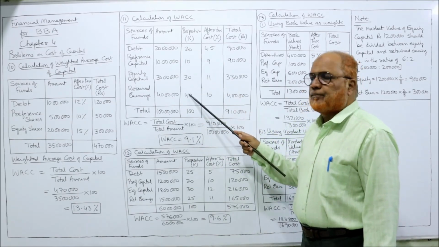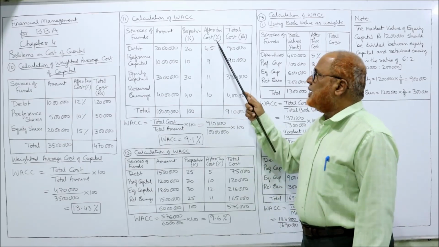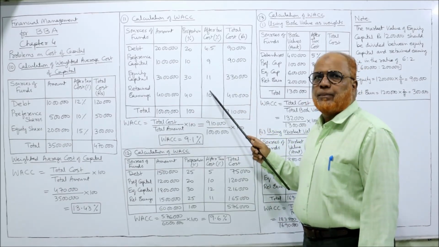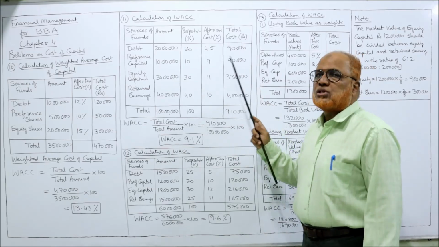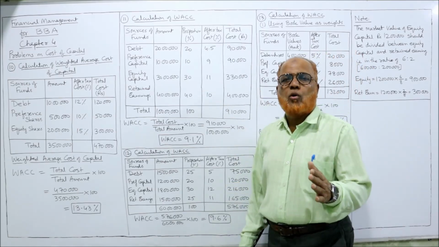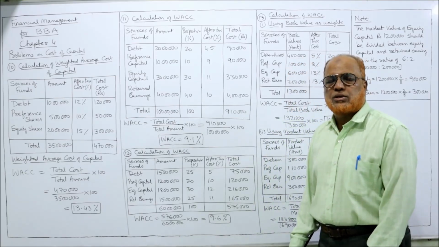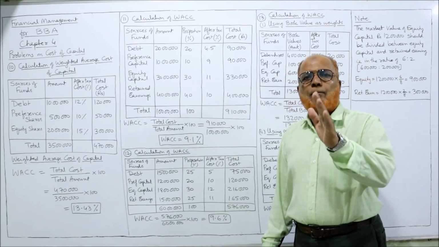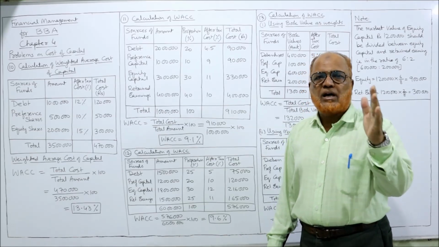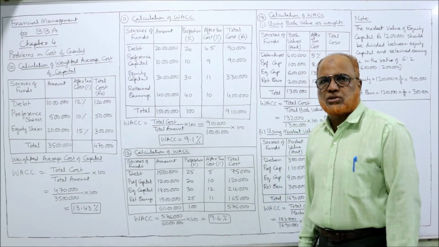Then proportion, actually we don't require. Then after tax cost of capital. Now total cost is not given in the problem. We have opened the column and we are calculating total cost. How to find out total cost? Multiply the amount with the after tax cost.